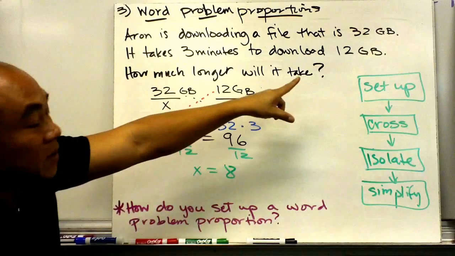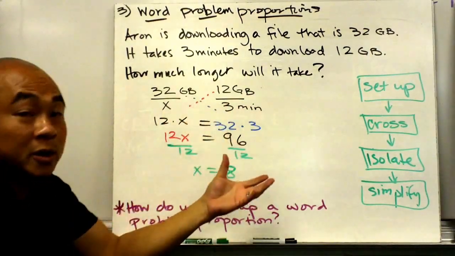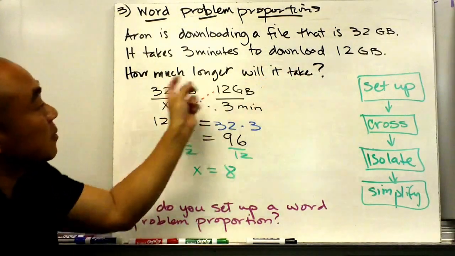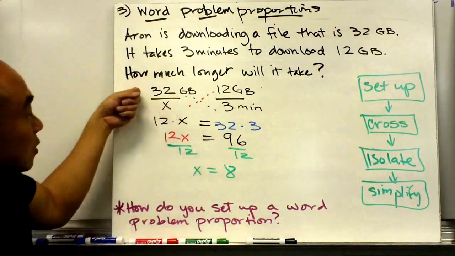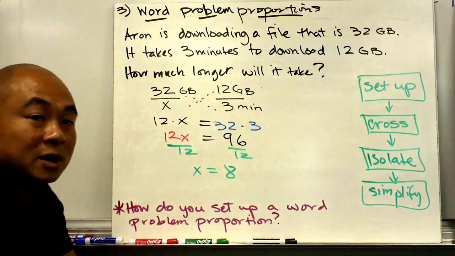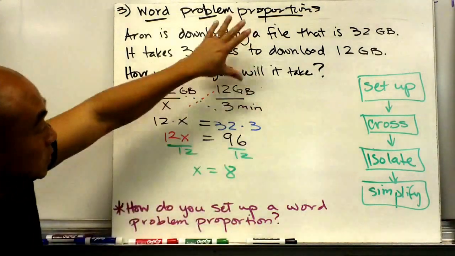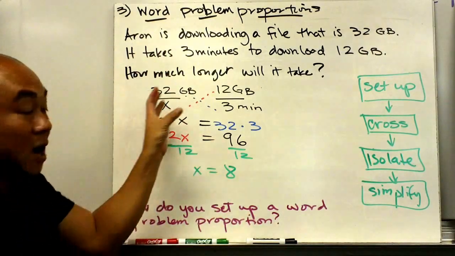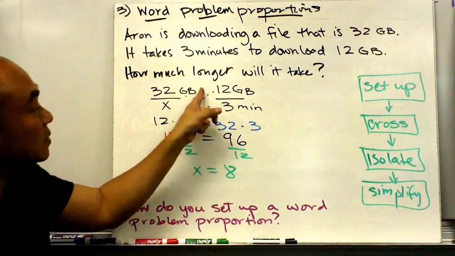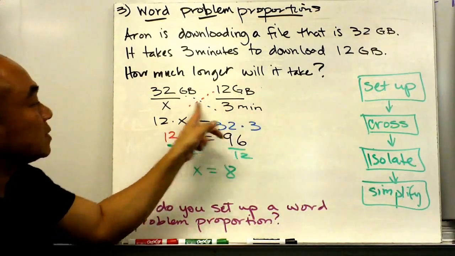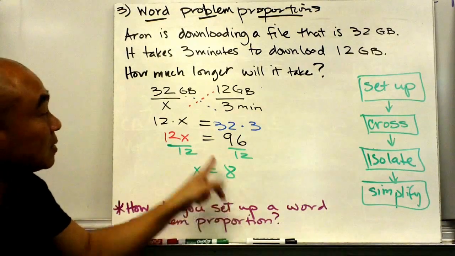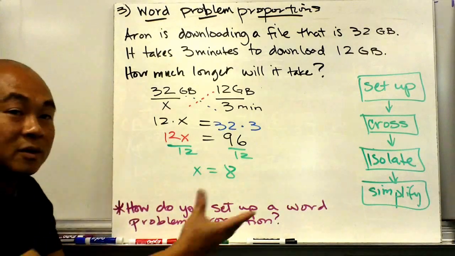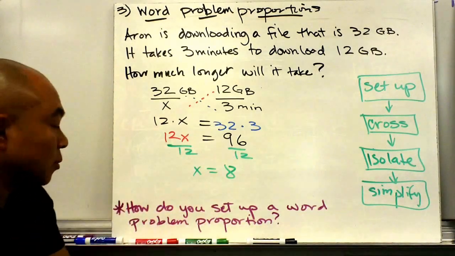So let's go back with this question. It takes 3 minutes to download 12 gigs, so that kind of gives us the rate at how we're going. So for every 3 minutes, there's 12 gigs. So Aaron is downloading a file that's 32 gigs. How much longer will it take? Well, for him to download 32 gigs, it's going to take him 8 minutes. So once we do this part, the hardest part is that setup. And so make sure that you see how I've set things up. I set it up with the same type of measurement on the top and the same type of measurement on the bottom, because my answer of 8 minutes is how long it's going to take to download 32 gigs. Okay? So the final question I have for this part is, how do you set up a word problem proportion?